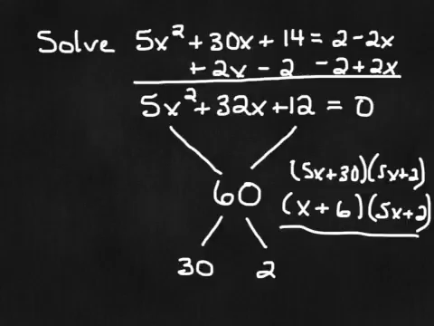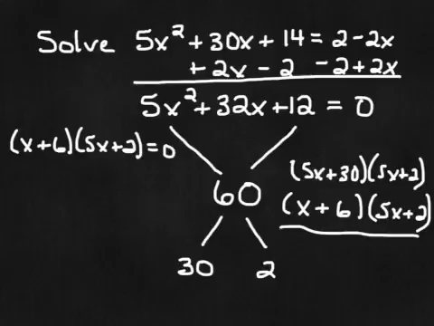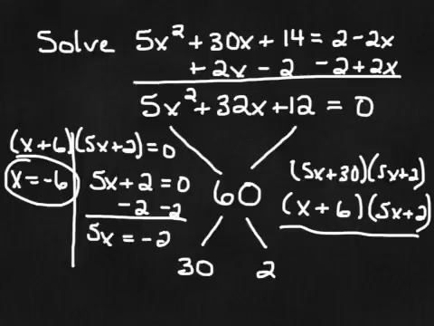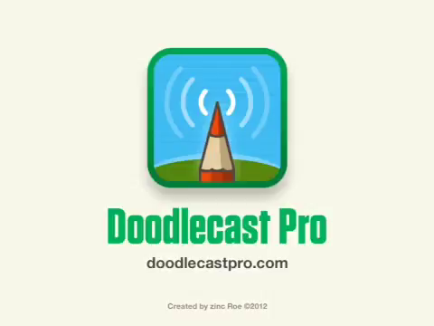So then what I end up doing is I have the equation x plus 6 times 5x plus 2 equals 0. This side's going to be negative 6. I think you probably seen the pattern by now. On this side, there is a simple way to get the answer in your head once you see the pattern. But if not, you can always just set it equal to 0. 5x equals negative 2. And divide both sides by 5, so x is negative 2/5. And there's solving by factoring.